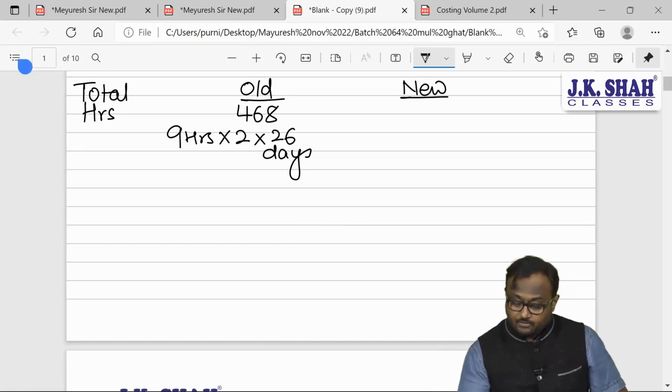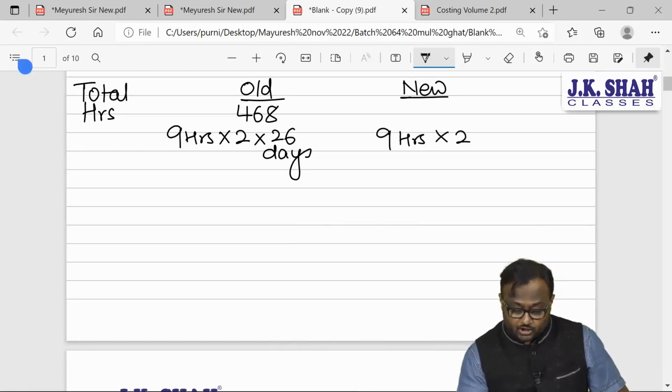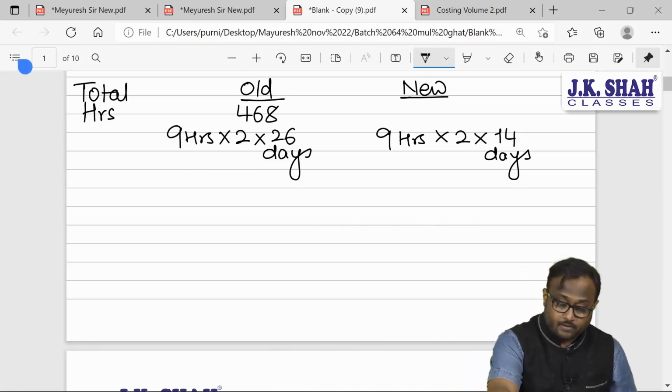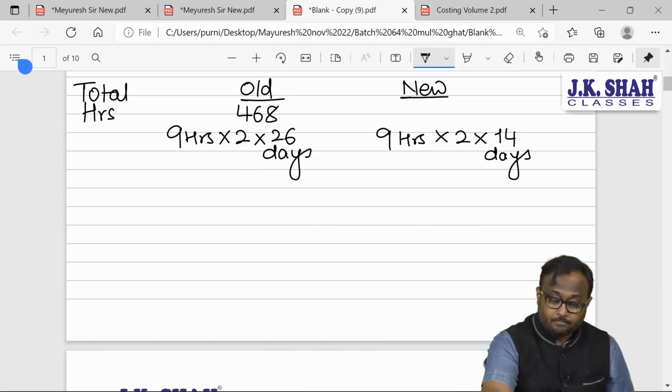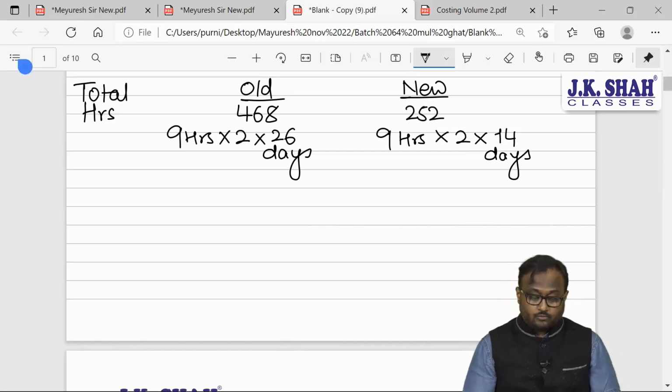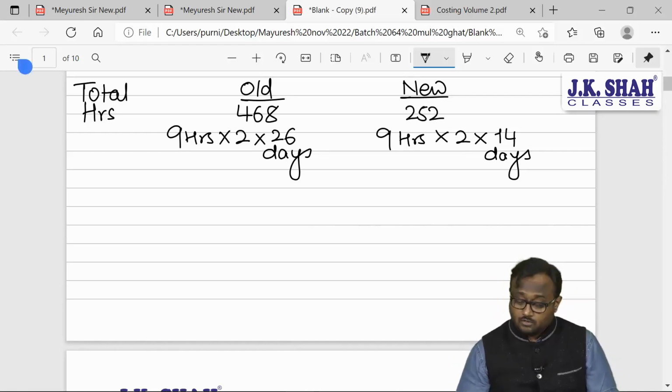Post implementation, 9 hours are unchanged, 2 shifts are unchanged, but due to COVID, you were operational only for 14 days. Oh my God. That means number of hours available were 252. Okay.